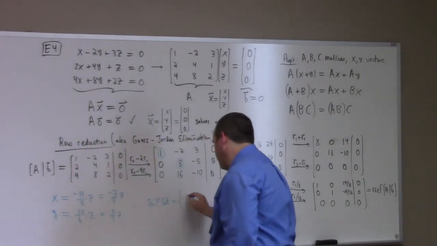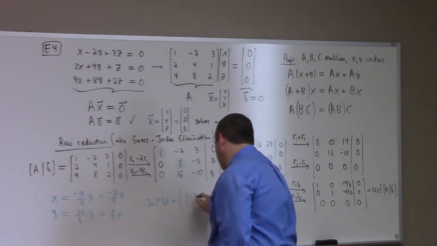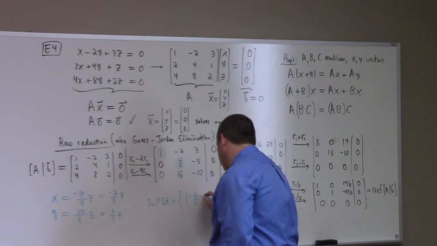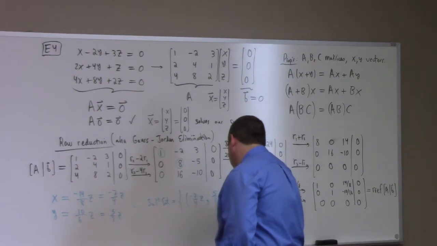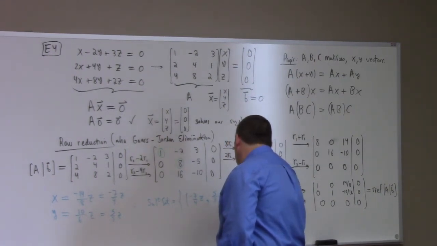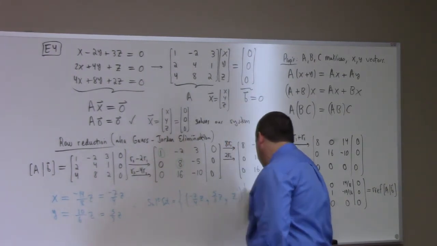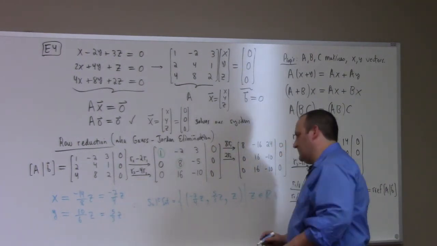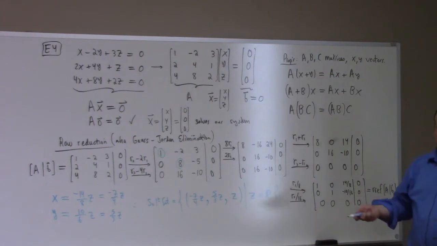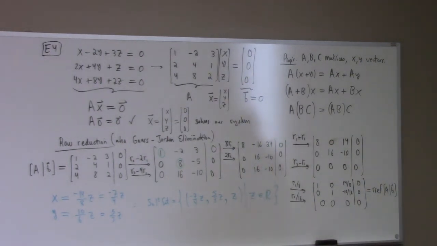It is minus 7/4 z, that's my x. My y is 5/3 z. And my z, well, is z, such that z is a real number. So not only is the solution set infinite, Gauss-Jordan elimination gives me a way to find how to describe the infinite solution set in a nice orderly fashion. All right?